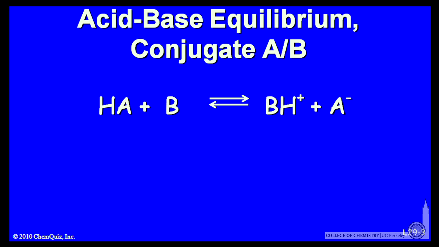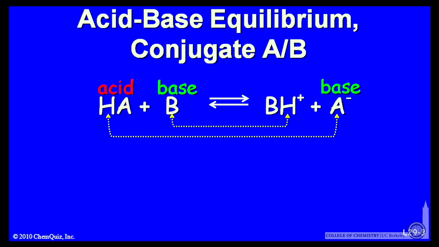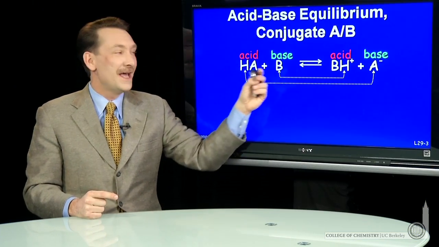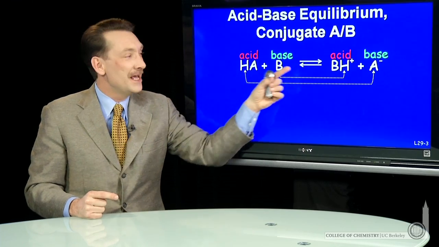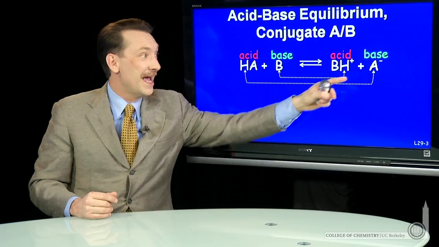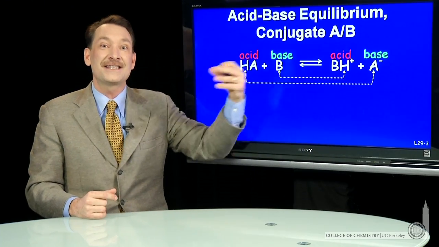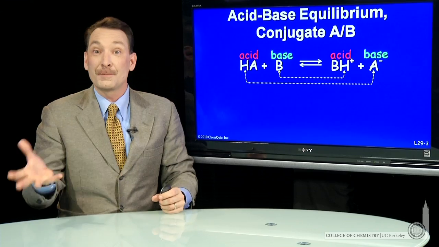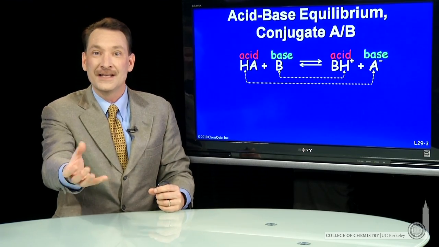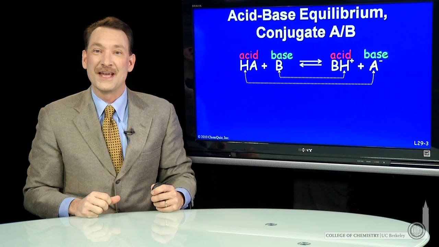A acts as an acid and becomes a base. B acts like a base and becomes an acid. Now, why do I say that it becomes an acid? Because this is an equilibrium, and I can go in this direction too, and when the reaction goes back in this direction, it's BH+ that's acting as the acid, donating a proton, and it's A- acting as a base, accepting a proton. So that'll be our definition of acid and base. If you give up a proton, you act as an acid. If you accept a proton, you act as a base.